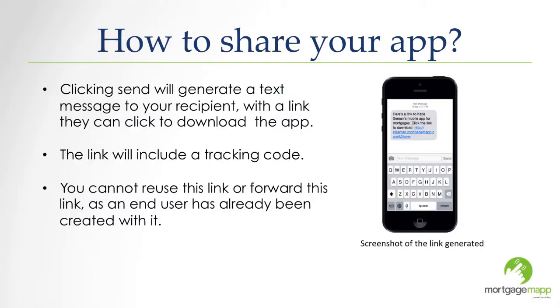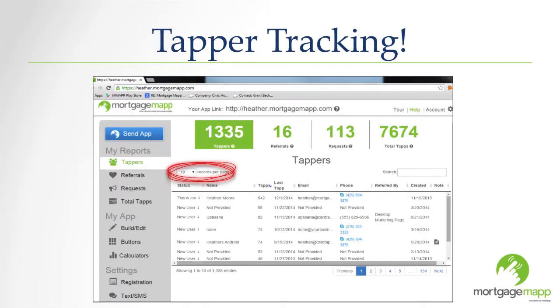Once you click send, a couple of things happen. The first and most obvious is that whoever you sent the app to gets a text message with the link to download your app. You've also created a record of this event in two places. Every time the app gets shared by anyone, including you, a tapper will be created in your dashboard. You will see their name, number, and any notes that were included when the app was shared.